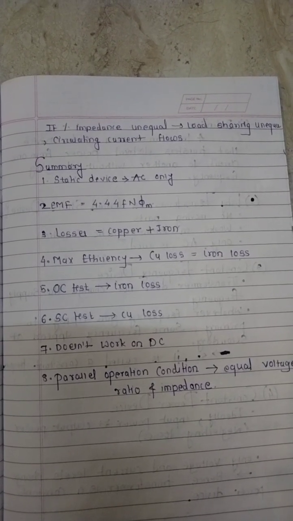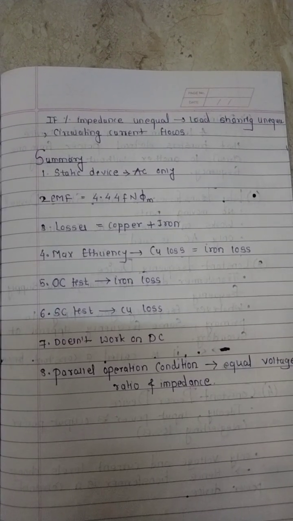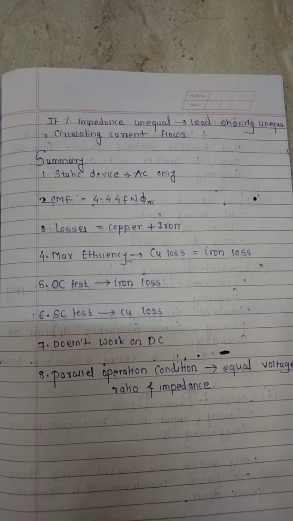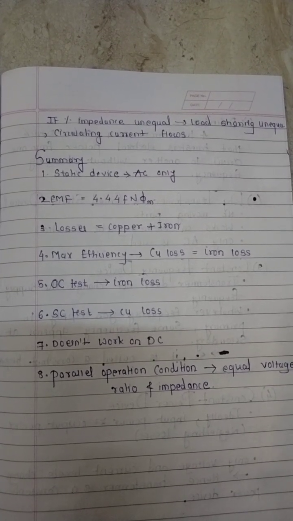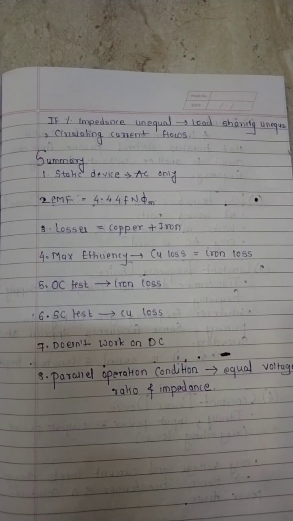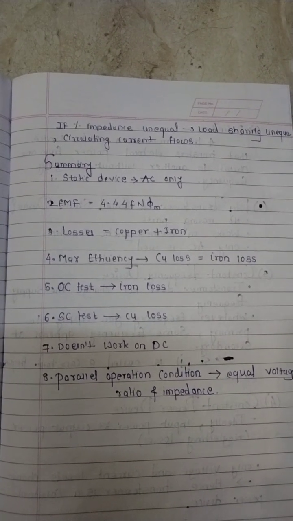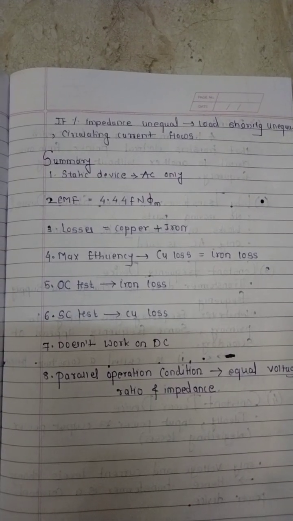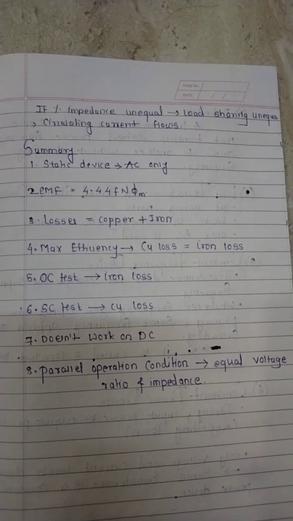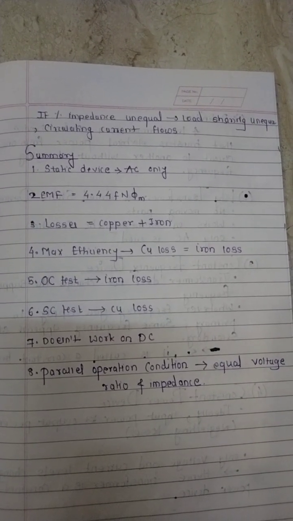Okay, for maximum efficiency, copper loss is equal to iron loss. When copper loss is equal to iron loss, maximum efficiency occurs. Open circuit test we use for finding the iron losses, and short circuit test we use for finding the copper losses. And transformer doesn't work on DC. Parallel operation condition: equal voltage ratio and impedance.